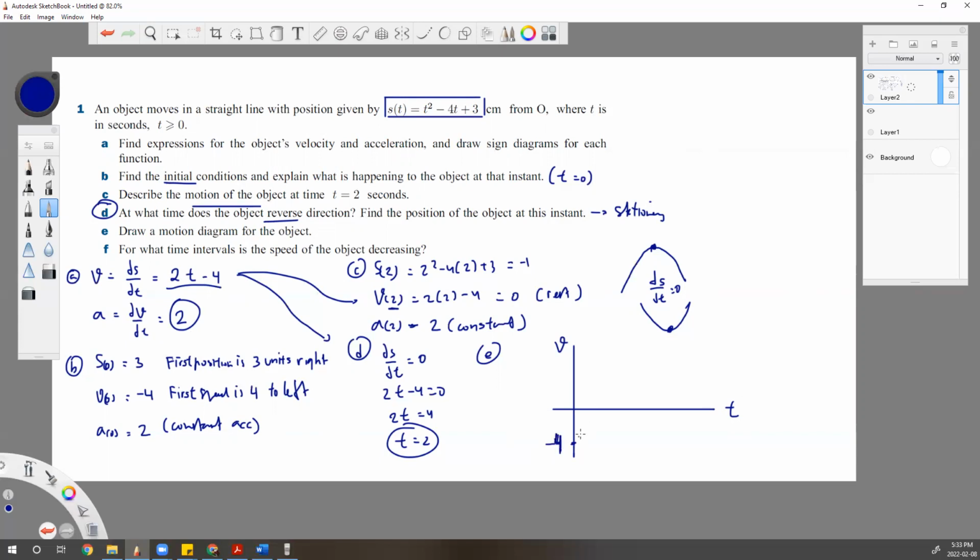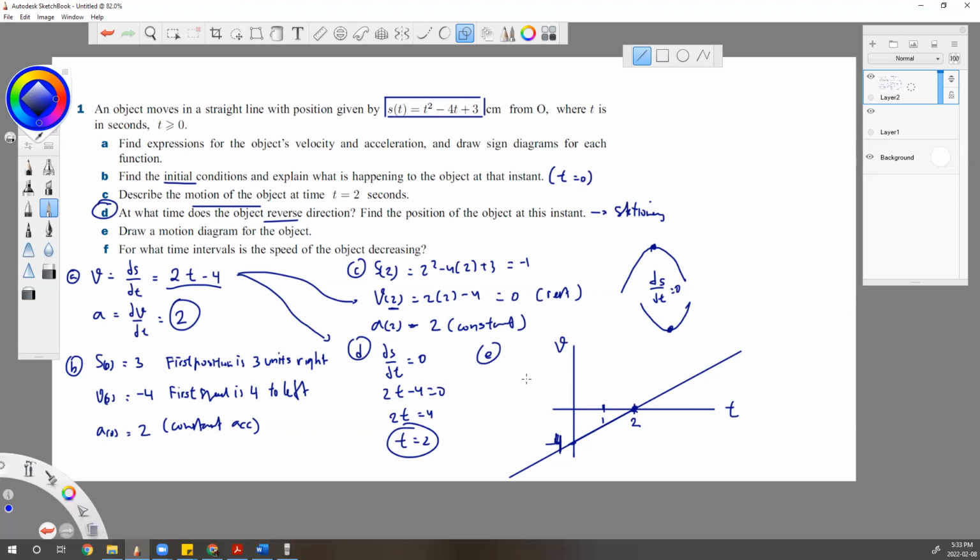The speed is negative to the left, and it has to be 0 on 2, right? This is 1, 2, and it is here. And the motion diagram will be like this, the VT diagram, yeah. There you go. Okay, it's a straight line because it is a constant acceleration. Okay, at what time intervals is the speed of the object decreasing?